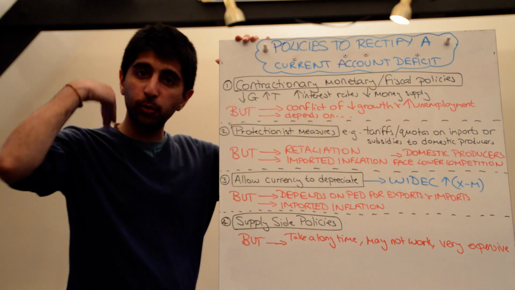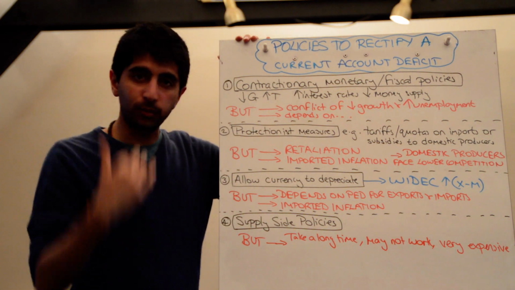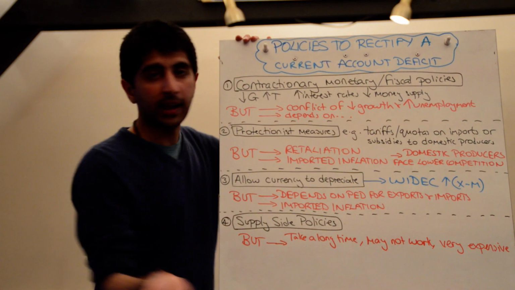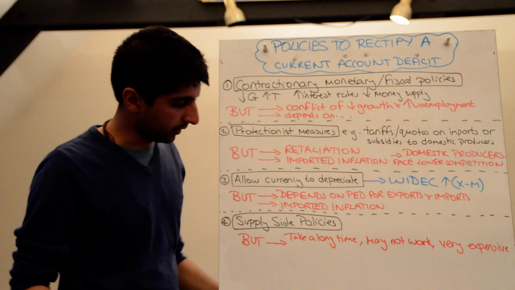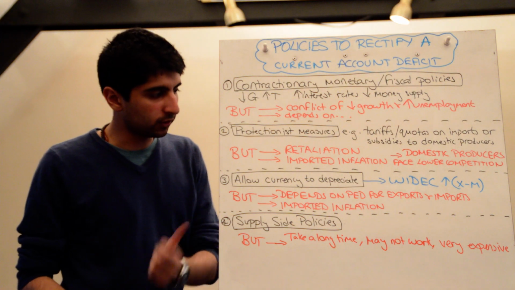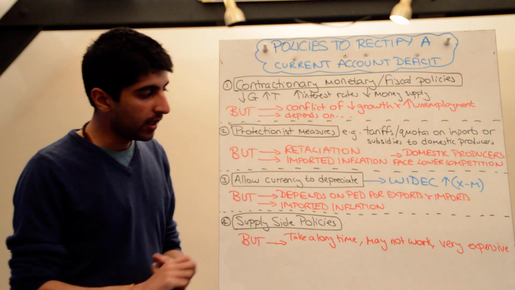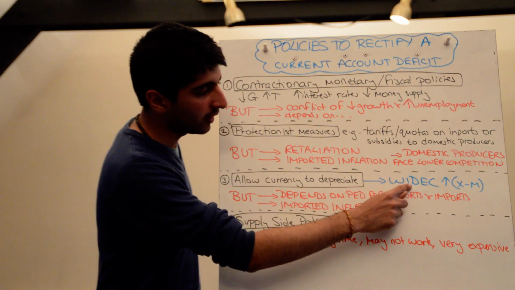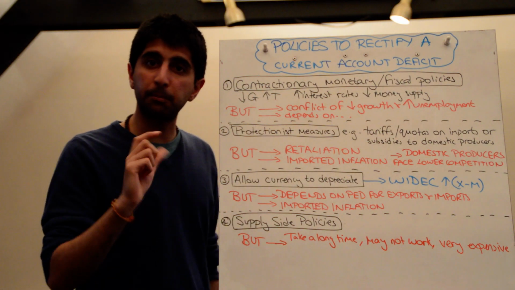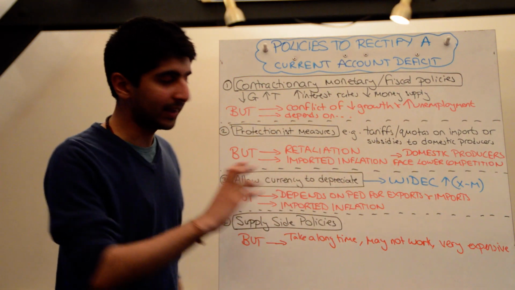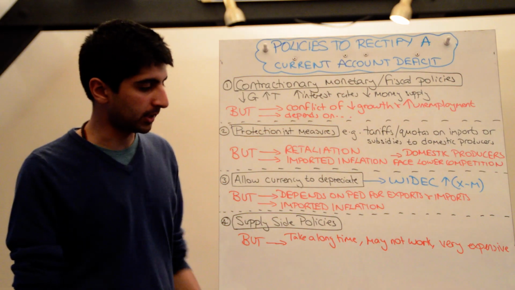So the demand for exports will rise, the demand for imports will fall, potentially increasing net exports and reducing the current account deficit. But whether that works or not depends on the PED for imports and exports, as explained in my previous video. It also might lead to imported inflation as imports become more expensive, which is quite a big negative side effect and can again conflict with the inflation objective of government.